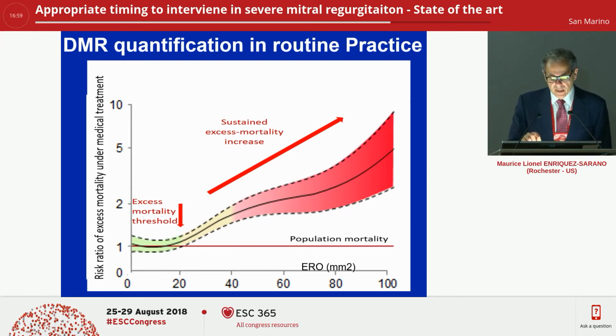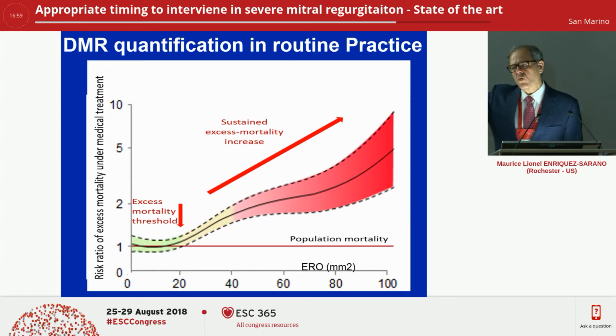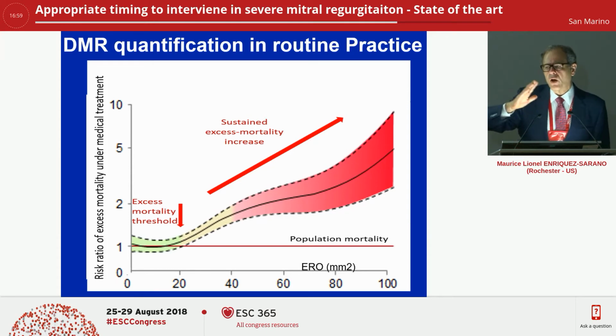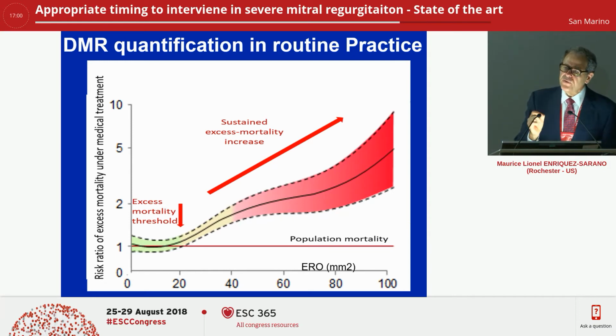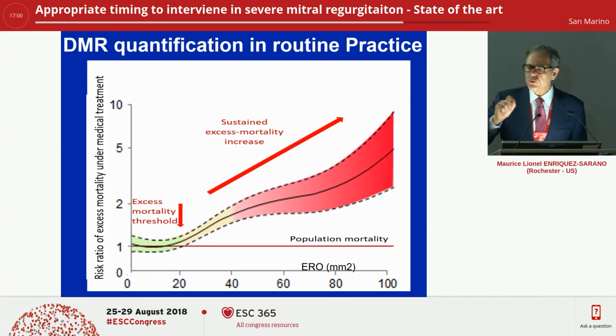No excess mortality. But what is interesting is that after that, the beige and the red, there is excess mortality starting at 20, progressively increasing in the moderate range, and increasing even more after that moderate range, and continuing to increase. And what that means is that it's not sufficient to say it's severe, because somebody with 40 of regurgitant orifice or 80, they don't have the same prognosis. So it's not sufficient to say, oh, I see a big jet, it's severe MR.